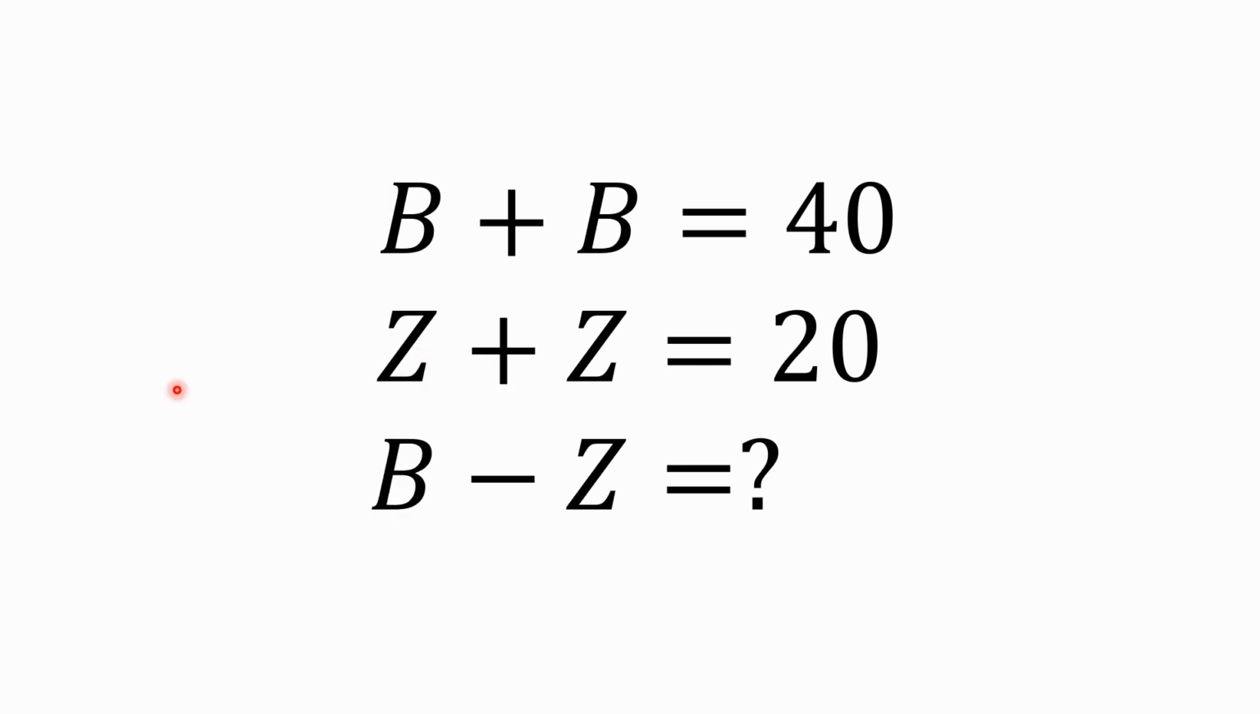Hello there. We've got a couple algebra problems I want to run through here. The very first one, we have these equations laid out. B plus B equals 40. Z plus Z equals 20. What is B minus Z?